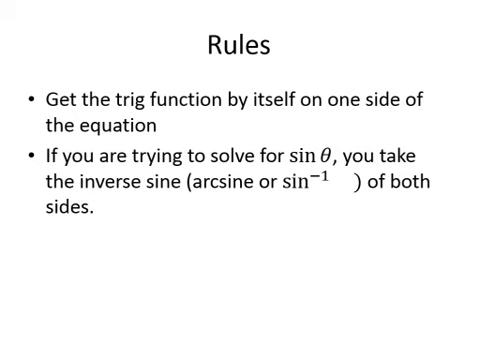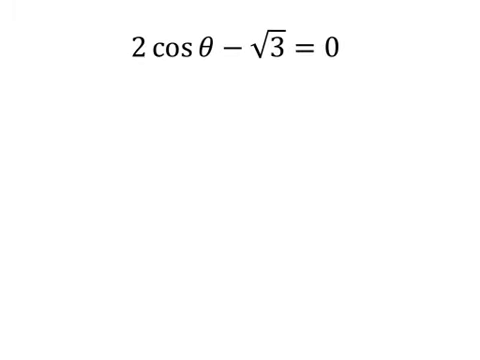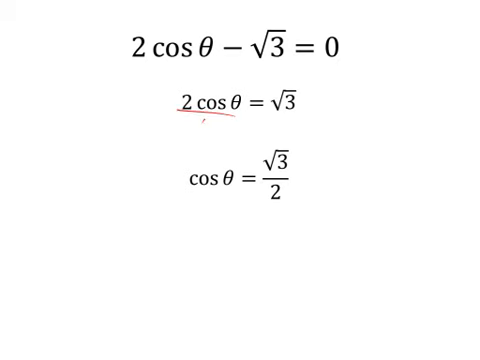Okay, so let's do an example. Let's say we have 2 cosine theta minus root 3 is equal to 0. What we want to do is find what theta is. Theta is our variable. The first thing we would do is move everything that's not attached to the cosine to the other side. So we'd move that root 3 to the other side by adding it. And then once we have that cosine by itself, we divide by 2.